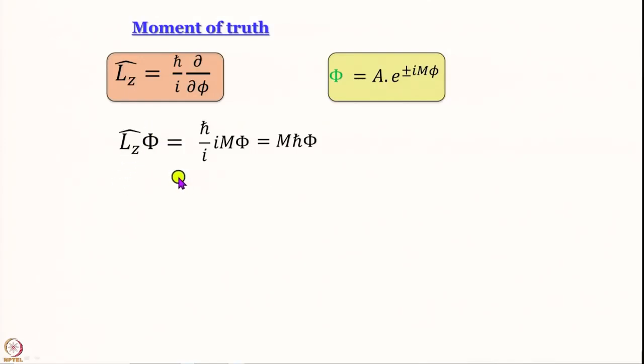operating on phi gives you m h cross multiplied by phi. So, m h cross is the eigenvalue for your z component of angular momentum. Okay? m is a quantum number. What is the range of m? Right now we have said from 0 to infinity. Later on we will see that some limit actually does come in. So, m h cross is indeed the z component of angular momentum.